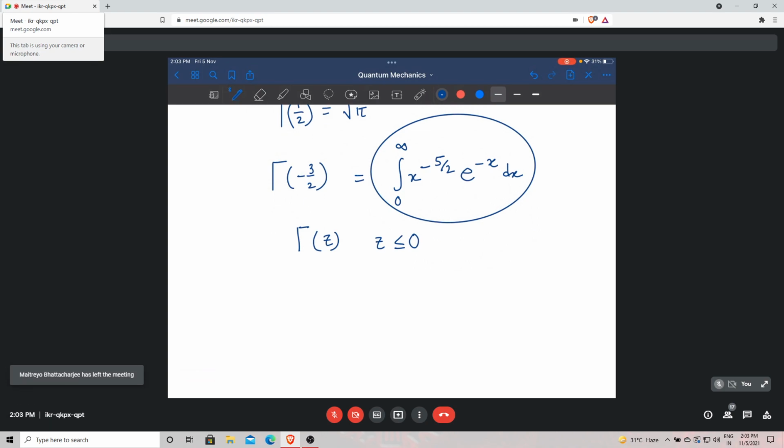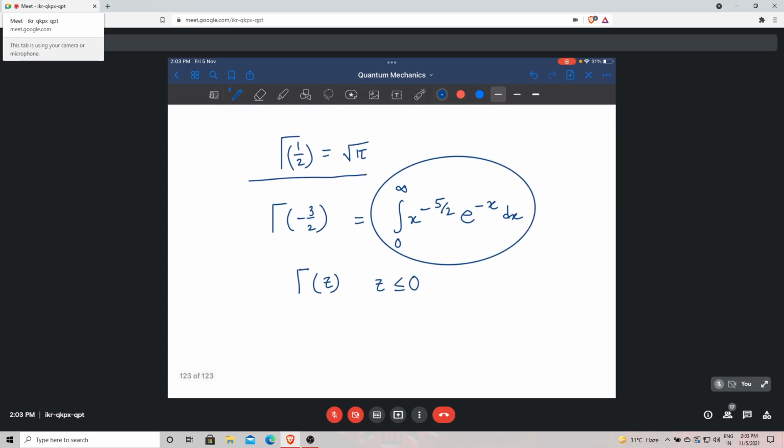Sir, I have seen that gamma half square equals pi, so it could have been minus root pi also. Since it's a quadratic, there will be two roots: one will be plus root pi and another will be minus root pi. Why are we neglecting the negative one?